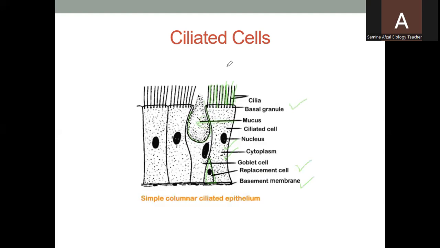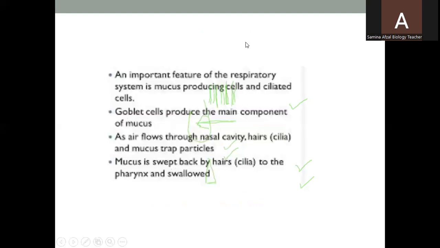So you can see the mucus. These are the ciliated cells which help in removing unwanted materials, as for example microorganisms, dust particles, and irritants. An important feature of the respiratory system is mucus producing cells and ciliated cells, already shown to you in the previous slide. Goblet cells produce the main component of the mucus, that is mucin. As air flows through the nasal cavity, hair and mucus trap particles.